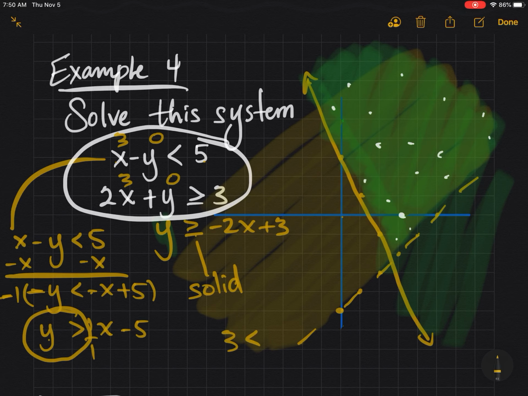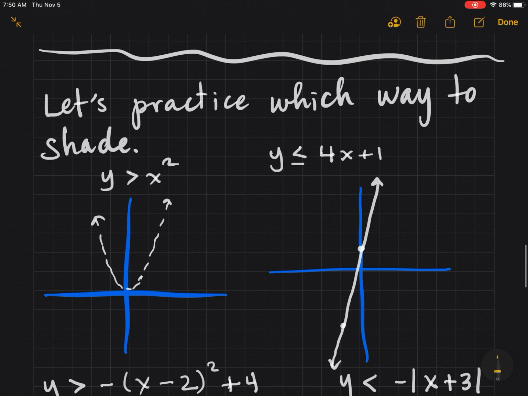For the first one, I'd end up with 3 is less than 5, and that's true. And for the second one, I'd end up with 6 plus 0 is greater or equal to 3, and that's also true. So I know I've shaded the correct region.